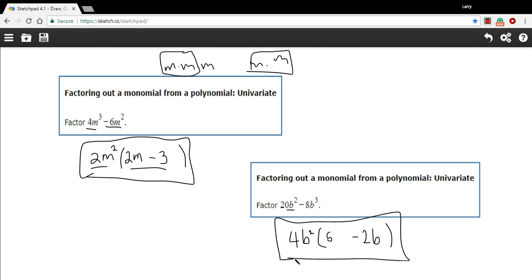So that's a little bit of work with factoring a monomial out of a polynomial.